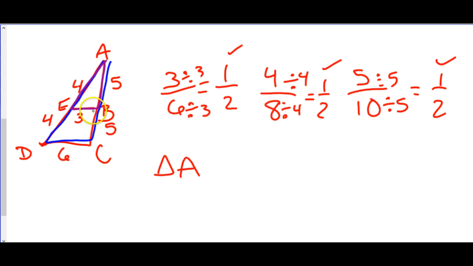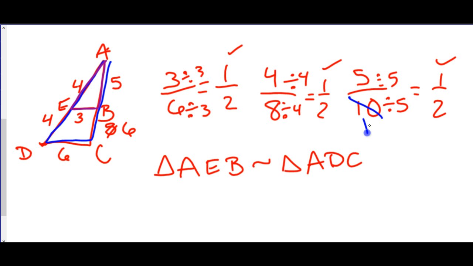So AEB on the purple triangle would be similar to ADC. We have to go in the same order. Now if I changed one of these numbers even just a little bit, if I put a 6 here instead of a 5, when we got over here to the 5 over 10, that would really be 5 over 11, and this wouldn't match anymore, and we could not say that they're similar. All the proportions have to match in order to say that it's similar.